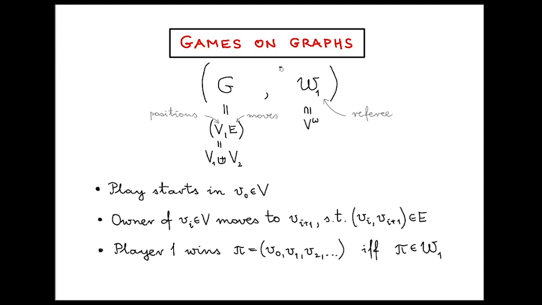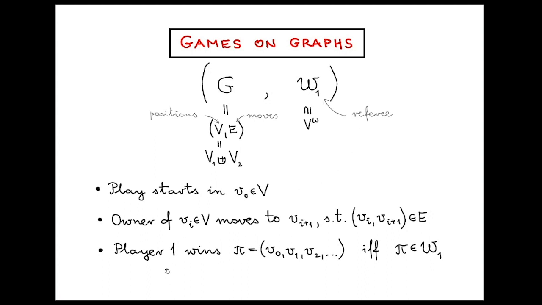Now there is the other component, which in this very general formulation is simply a set of infinite paths in the graph. You should think of this set as a referee. Once players complete their infinite interaction, in which they jointly pick an infinite path, that set, the referee, so to say, will determine who the winner is.